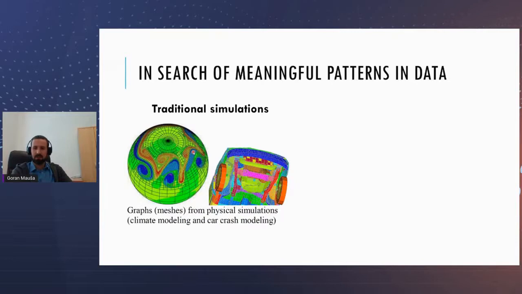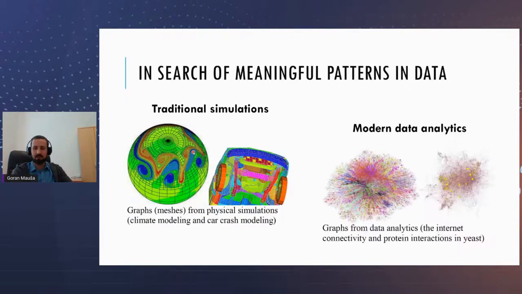Recently we turned to data and we started to observe phenomena for which no models exist, no laws of nature, nothing. For example, here we have a graph that is derived from data of internet connectivity, something we did not have 20 or 30 years ago. And we also have a similar graph that is something completely different, and that is protein interaction in yeast.